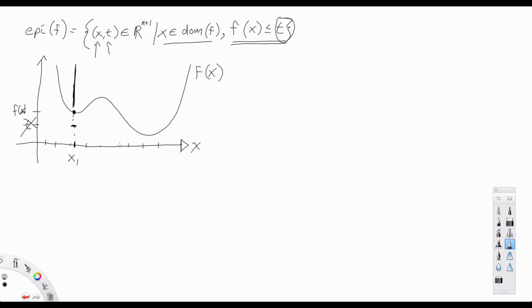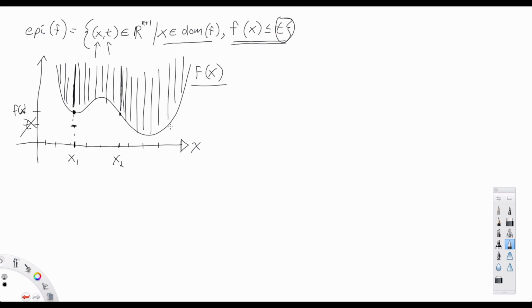And if I were to repeat this for another point, say x2, I could do the same thing. And if I were to do this an infinite number of times across the entire domain of f, we could discover that the epigraph of f of x is essentially the set of all points that are either on the curve f of x or above the curve f of x.